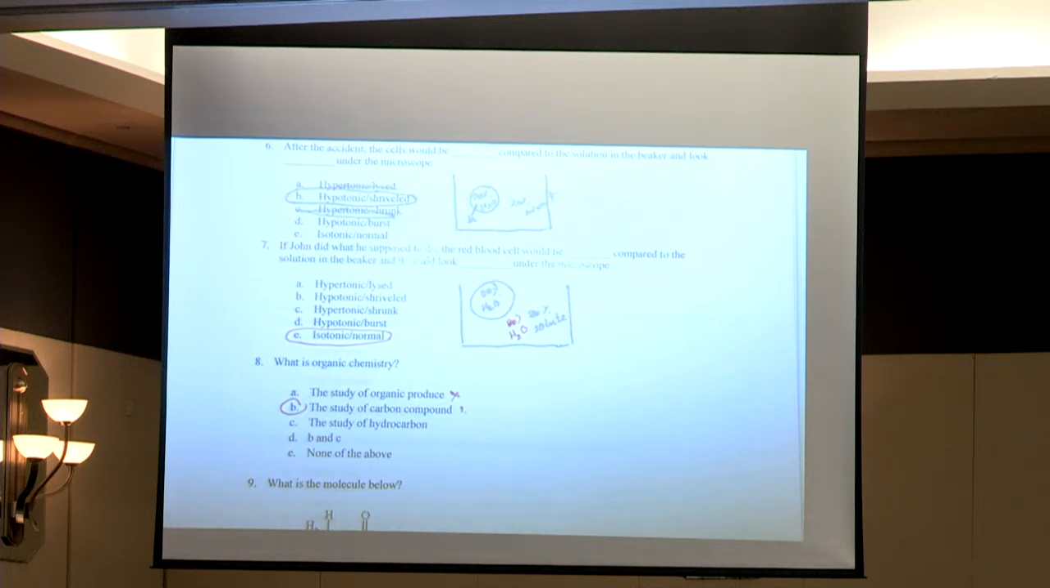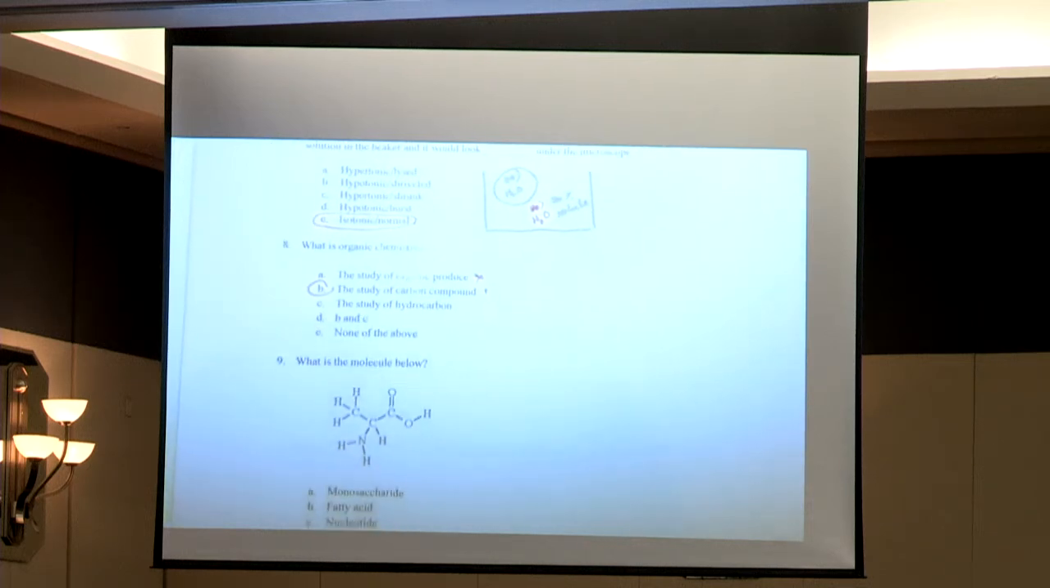The study of hydrocarbon is incorrect because it only includes hydrogen and carbon, right? Organic chemistry has more than that. You know, we talk about protein. Protein has nitrogen, in addition to the hydrogen and carbon. So we study more than just carbon and hydrogen.